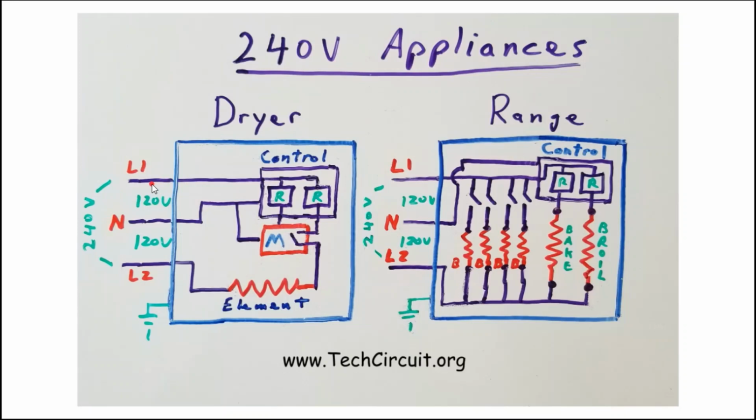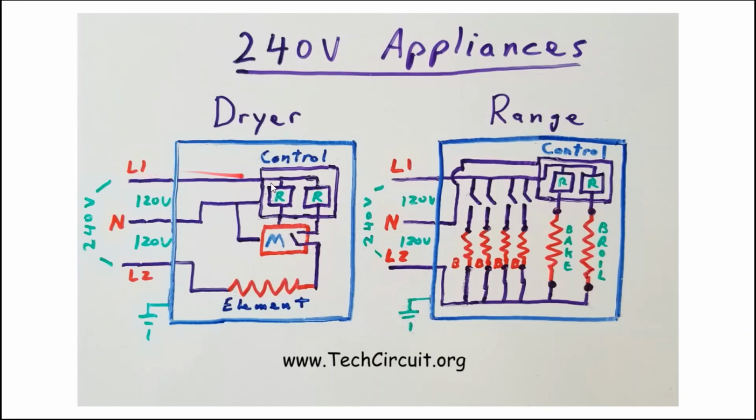Now the heating element is on a 240 volt circuit. As you can see, if we follow L1 through here, through this relay, and through the centrifugal switch of the motor, through this element, we'll end up back at L2, which is the return path. Or if you started here and went the other way, then L1 would be the return path.